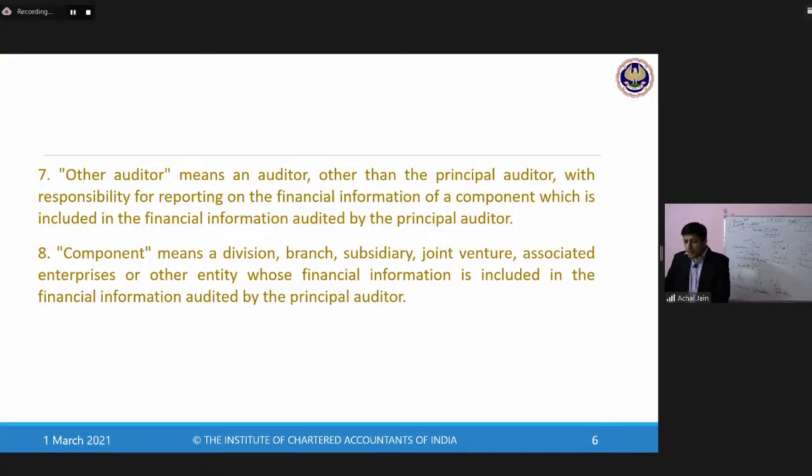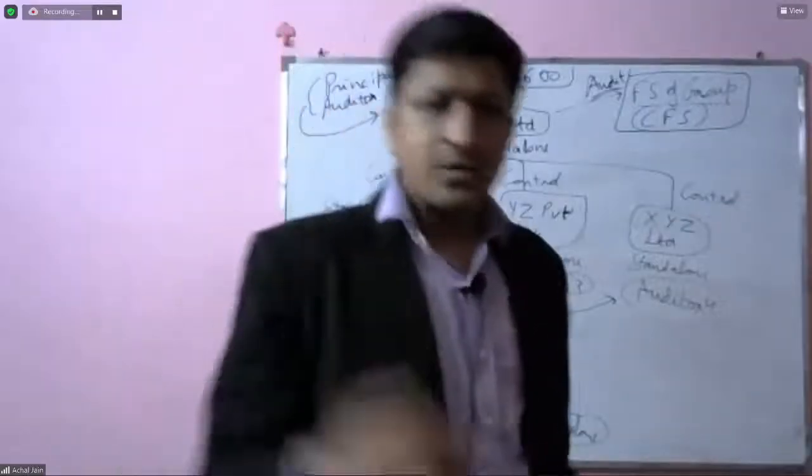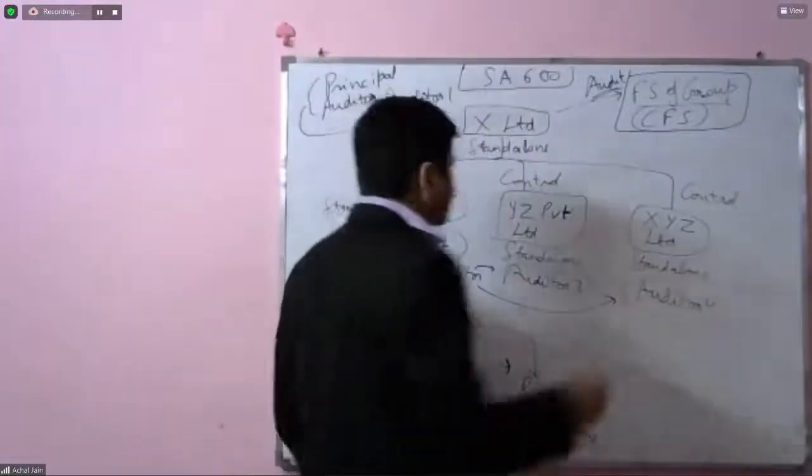Ambika is saying, sir, the branch is not covered here. Of course, the branch is also covered here. It can be anything. See, currently in my example, I have not taken the branch. But let's suppose instead of Y Limited, it's a branch. So this can also get covered. Or if you just want to increase this, I can also bring in one branch over here.